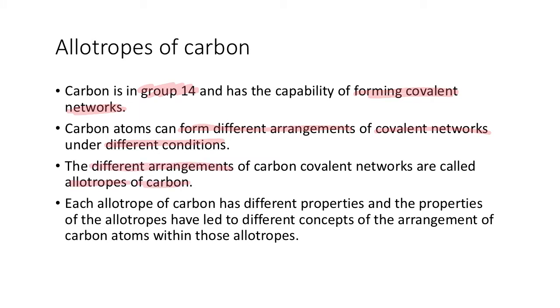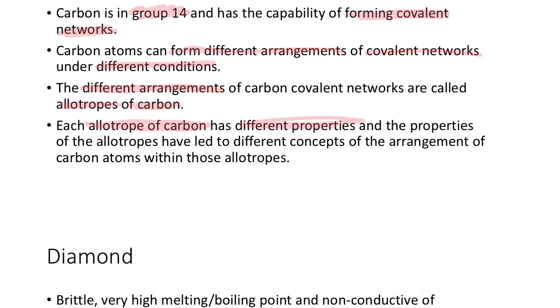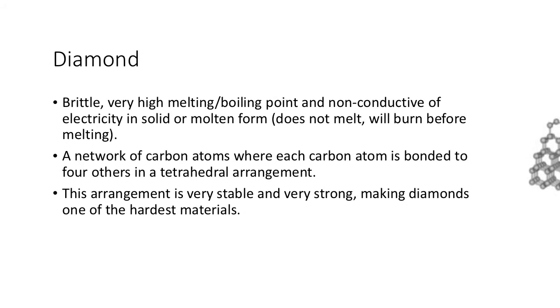So each allotrope of carbon has different properties, and these properties have led to different concepts of arrangements, and that's how we worked out what they're structured like. So let's have a look. Diamond being the most common one.